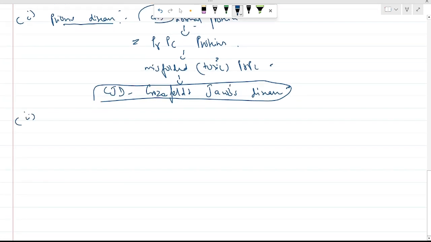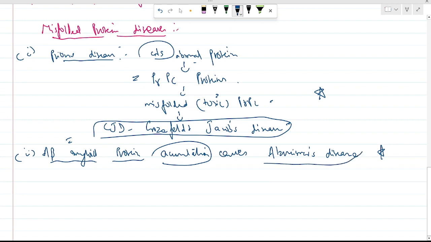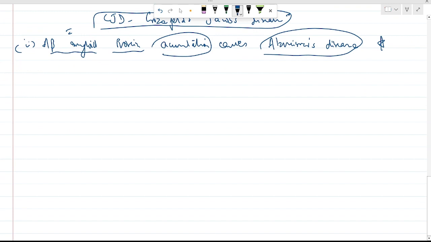Next, another disease of misfolded proteins is the A beta amyloid protein. Its accumulation causes Alzheimer's. A common Alzheimer's disease is due to accumulation of A beta amyloid proteins. This we need to remember. These are clinically significant points. Prion disease is due to misfolded PrP proteins in the CNS, and Alzheimer's is due to A beta amyloid protein accumulation. So this is about the rough endoplasmic reticulum.